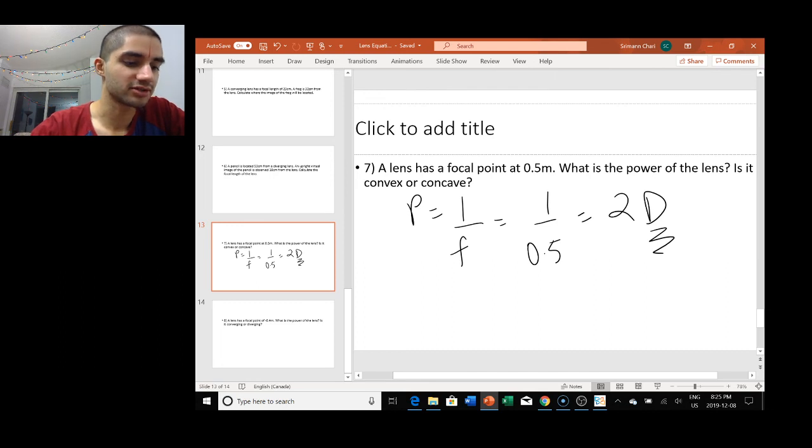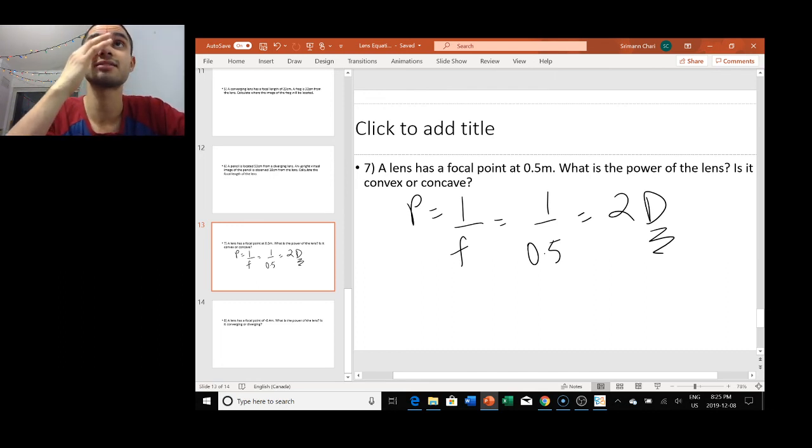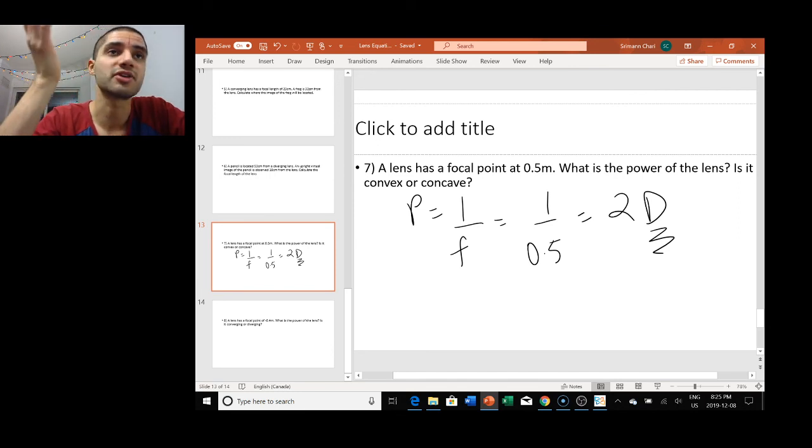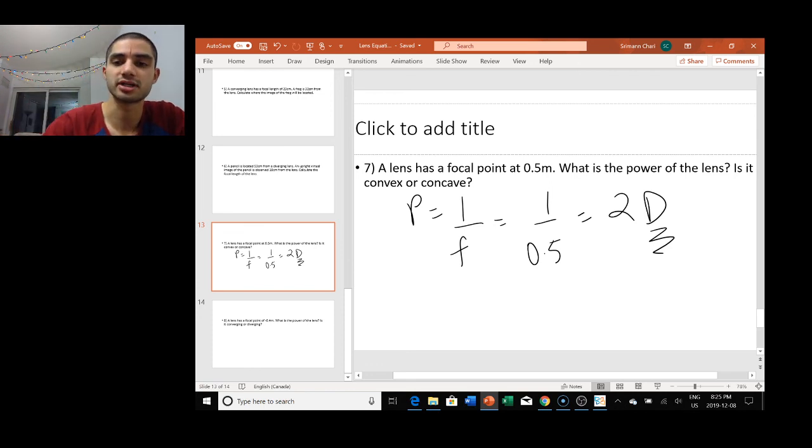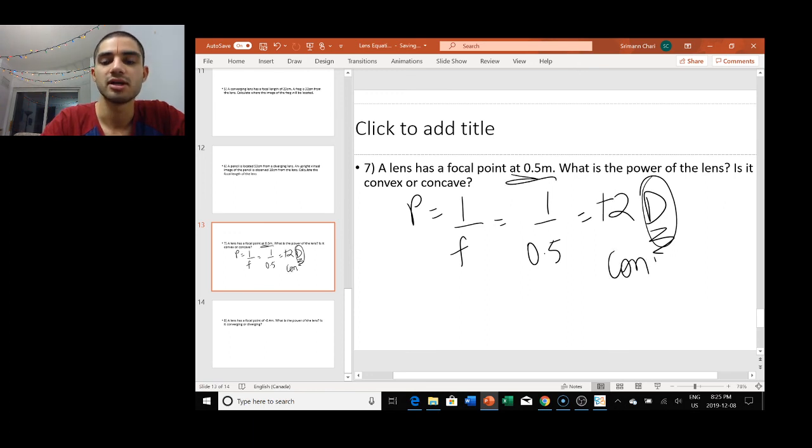Yes, you do need to know the shape of the meniscuses. Positive meniscus is a convex lens because it has a positive focal length. Negative meniscus is a concave lens, has a negative focal length. So the shape of concave lenses are always the same, right? It's thin in the middle, thick at the edges. So again, marks for the units, and this focal length is positive, so power is positive. So this is a convex lens.